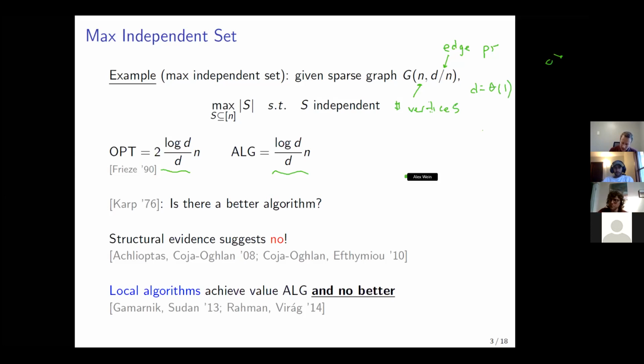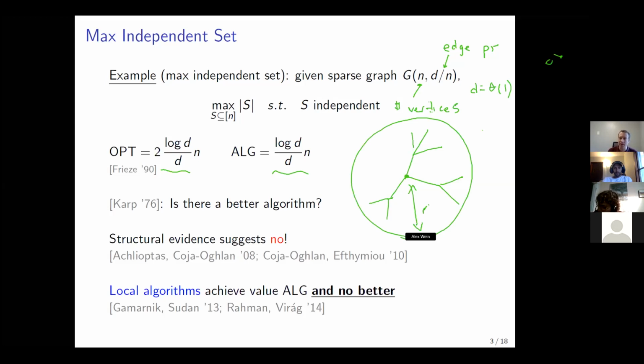I'll tell you briefly. So remember, we have a sparse random graph where each vertex has a constant number of neighbors on average. A local algorithm just means that each vertex gets to look at some constant radius, which will look like a tree. And within that radius, it gets to make a decision about whether it should be in the independent set or not. And what it gets to use is the topology of the tree, but also these random IID variables attached to each node.